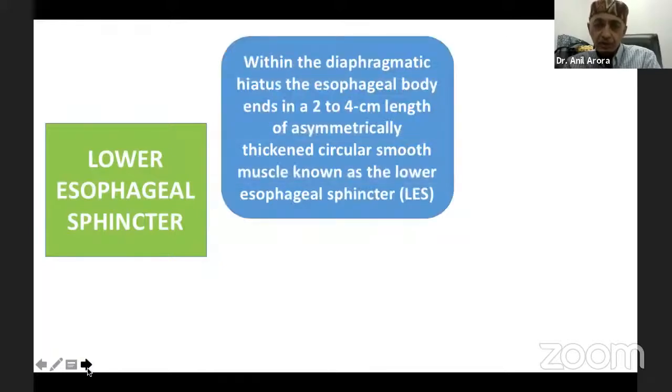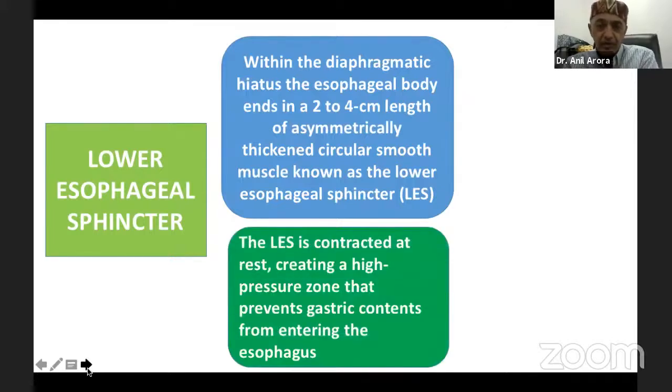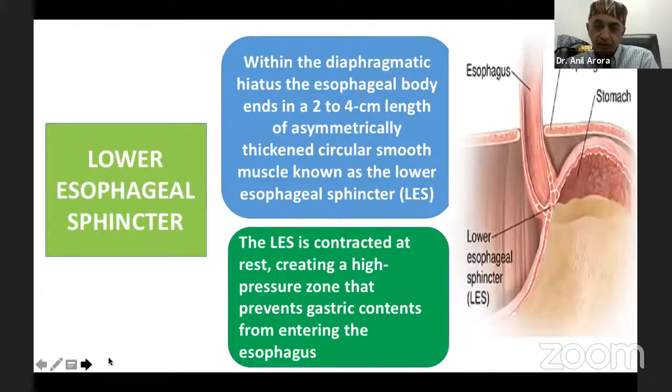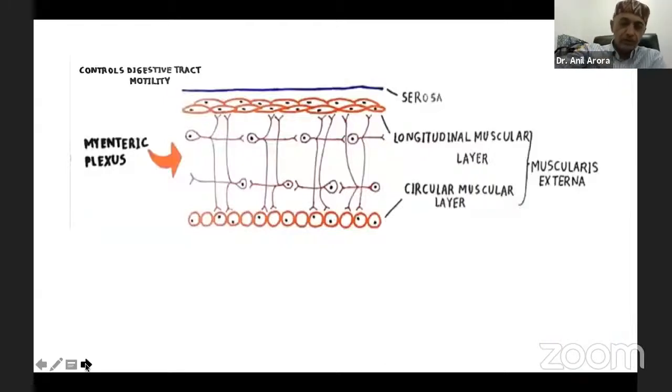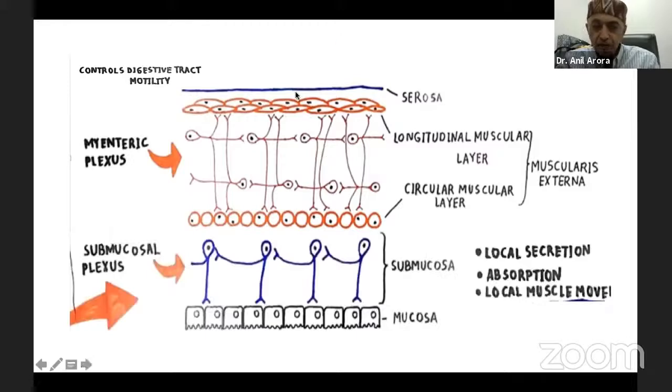The lower esophageal sphincter is within the diaphragmatic hiatus, and the esophageal body ends in a 2 to 4 centimeter length of asymmetrically thickened circular smooth muscle known as the lower esophageal sphincter. This typically is contracted at rest, creating a high pressure zone. As Professor Bhatia very rightly mentioned, the main purpose is to prevent the back reflux of the food up into the esophagus. So a combination of the diaphragm, the oblique and sling fibers from the GE junction, and the smooth muscle, which is tonically contracted at the lower end of the esophagus, gives a composition of the lower esophageal sphincter.